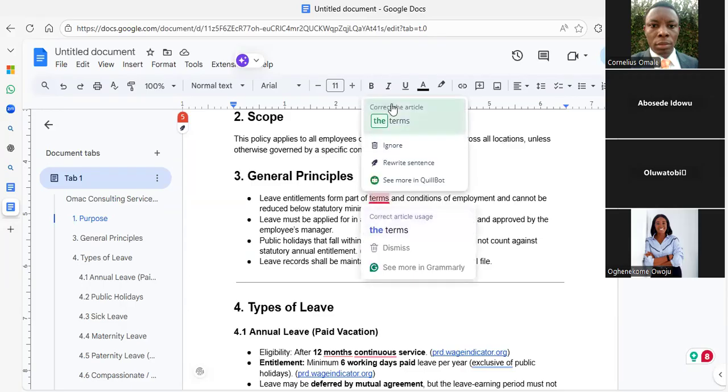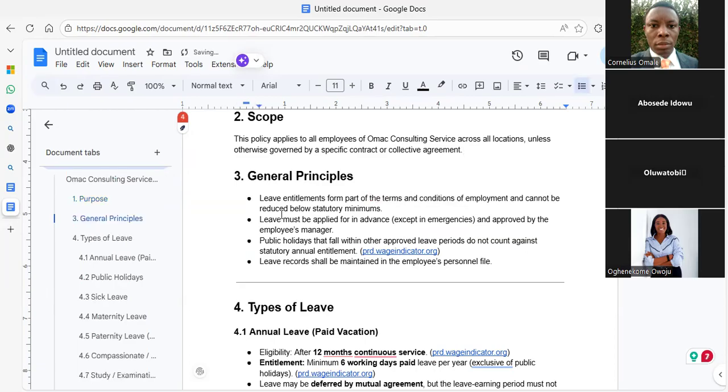General principle. Now, this tells us what the leave is for, how, the terms and the conditions. Leave entitlement forms part of the terms and conditions of employment and cannot be reduced below statutory minimums. So you cannot say because this employee is very important, the MD says, no, don't allow this guy to go on leave. He's very important. He's the only person that can help us. No, sir.